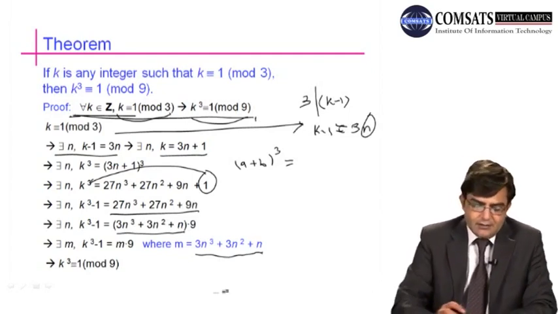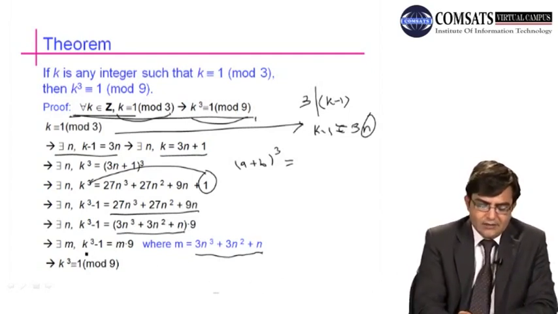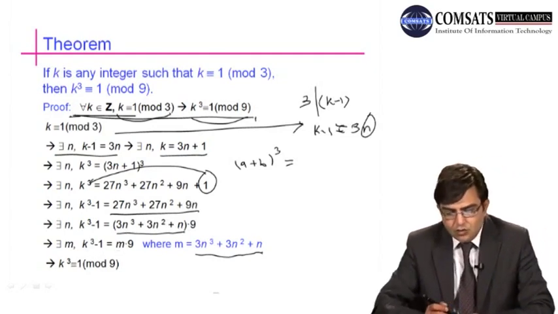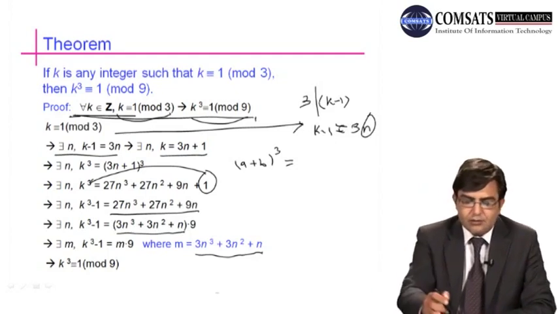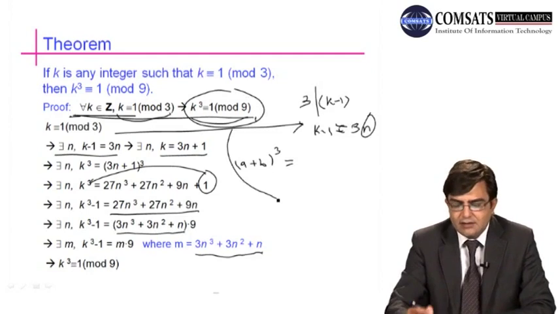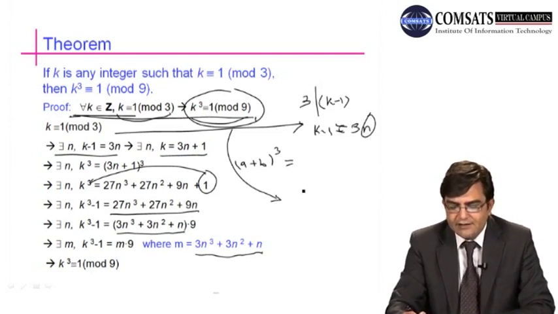This may be any integer. So k cube minus 1 can be written as m into 9. So what does it mean? By the definition of this, it means that 9 divides k cube minus 1.